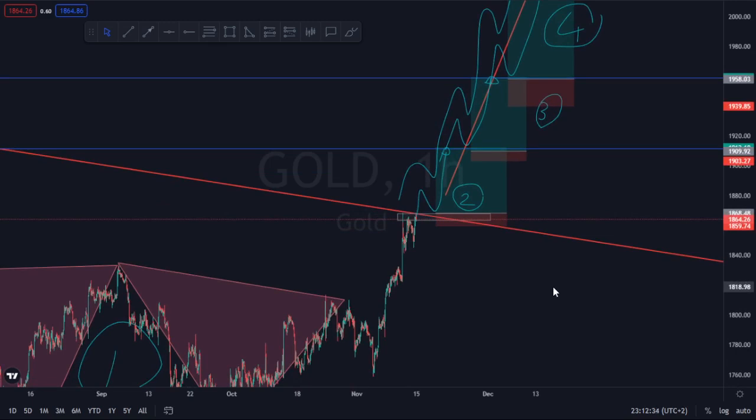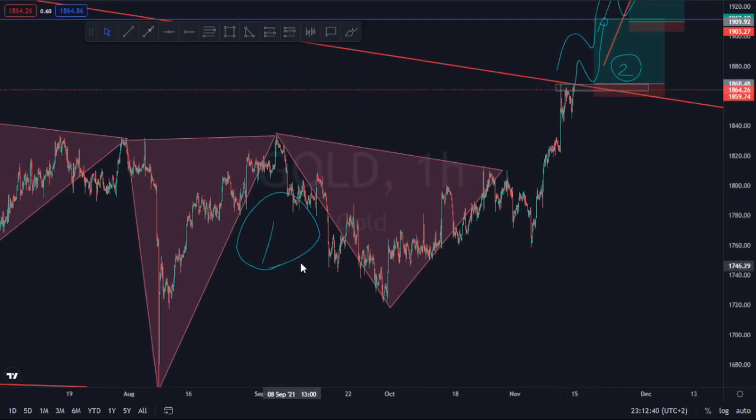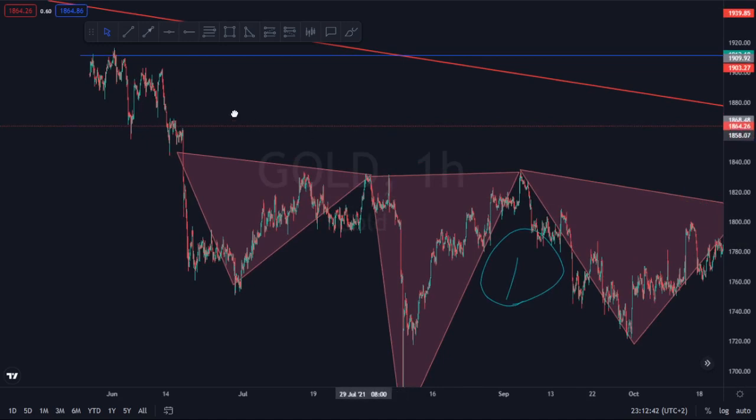And if it does that, guys, you must kill. You must capitalize and you must kill. Apply proper risk management and you must kill the market, guys.